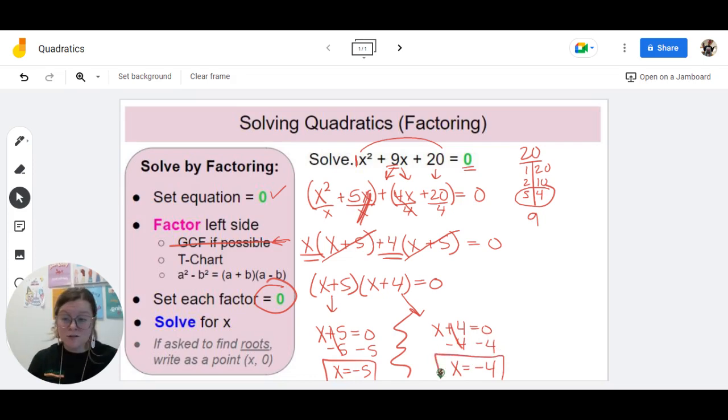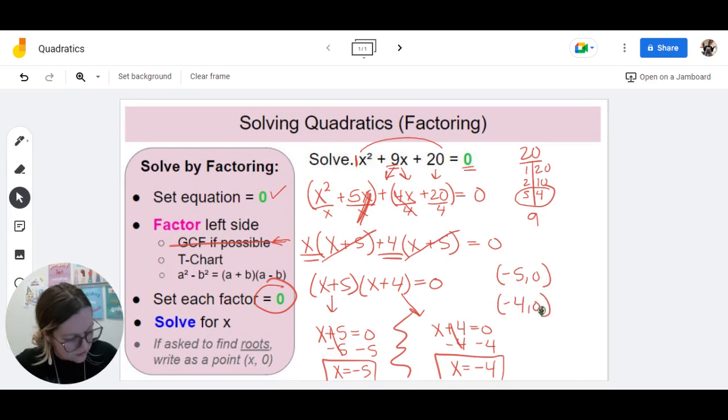It said solve, so I can stop right here, but if it asks you to find the roots, a lot of times we're going to write those as points. So just remember the roots would be negative 5, 0, and negative 4, 0. Again, it's the x value, so it's telling you to put it in the x place because we write a point x comma y.